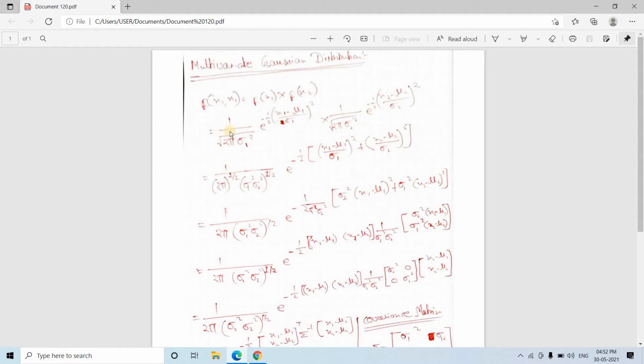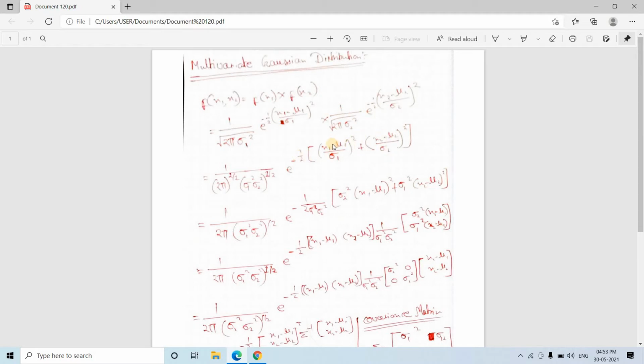Simple. What I have done, see here, root over 2 pi is here, similarly root over 2 pi is present here also, so we can write it like this: root over of (2 pi) square, that can be written like (2 pi) to the power 2 by 2. Power 2 is coming because of the square, and by 2 is coming because of the square root, as simple as that. And then here sigma 1 square and sigma 2 square are both inside the root, so we can write it like this: (sigma 1 square multiplied by sigma 2 square) to the power half. Then in the power of the exponential, we can take minus half common and write it like this.